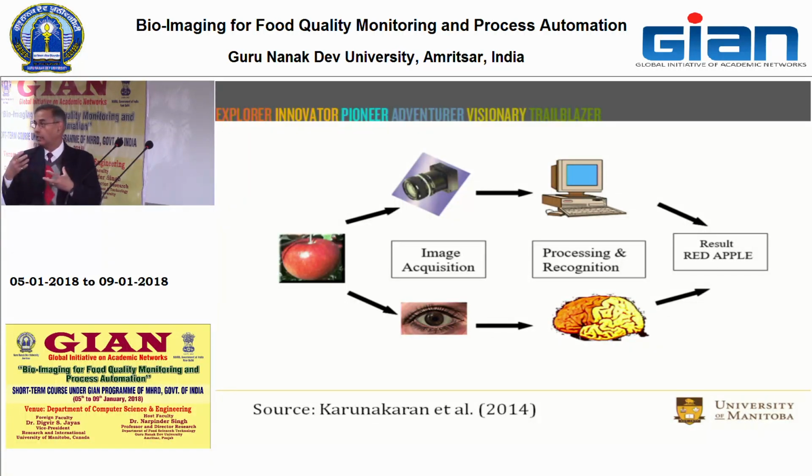Whereas in the imaging system we basically are replacing the human eye with a camera or an image sensor, which could be many types of camera. That could be a thermal camera or infrared or X-ray, and then the computer does the processing and the output is the result. In this case, the result is the red apple, because it's looking at that object.